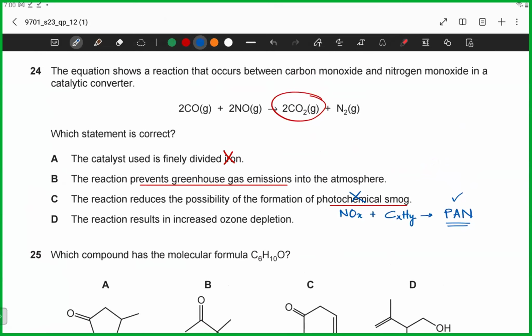अच्छा, एक सेकंड. फाइनली डिवाइडेड आयरन तो है नहीं. It prevents greenhouse gas emissions. No, it's not preventing it. It's actually kind of preventing it. वैसे वो हाइड्रोकार्बन जो होते हैं, B हो सकता है वैसे सही. Partially तो प्रिवेंट किया है वो मीथेन और वो सारे. The reaction reduces the possibility of the formation, it does, क्योंकि वो नाइट्रोजन के ऑक्साइड्स खत्म कर देता है. This is 100% true, this is 100% wrong. चलो तो फिर C होगा ना.